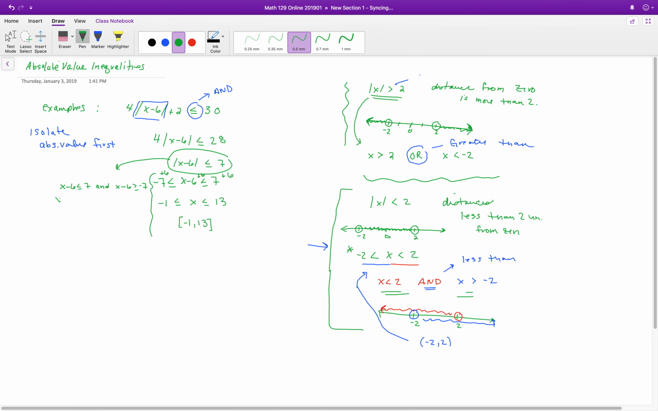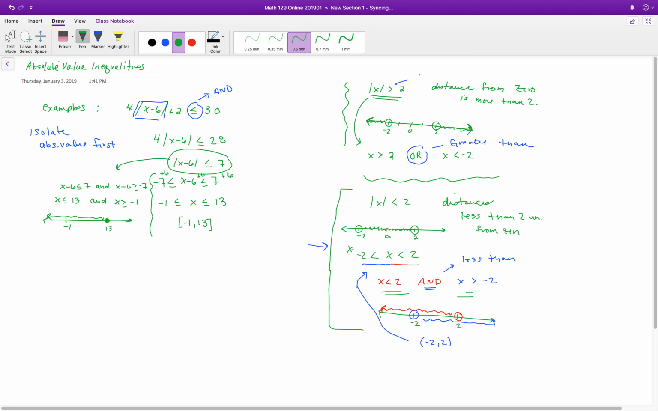Solve them both. x is less than or equal to 13, and x is greater than or equal to negative 7 plus 6, or negative 1. Notice this means the same thing. If I go to graph it, that's when I see that overlap. Negative 1 would be to the left of 13. Okay, so x is less than or equal to 13. That would be this way to the left.